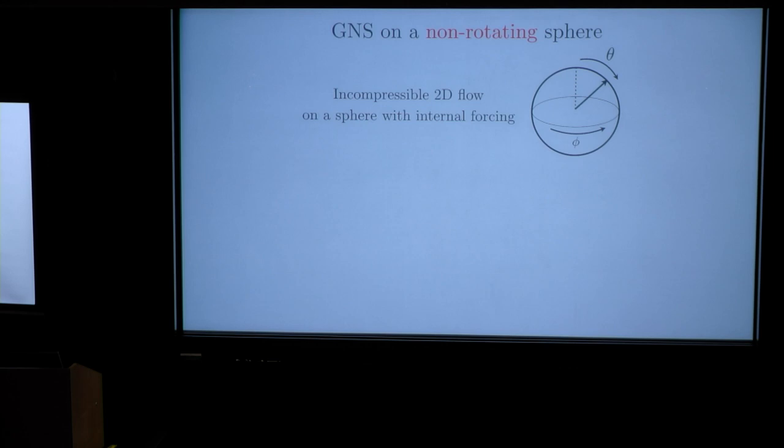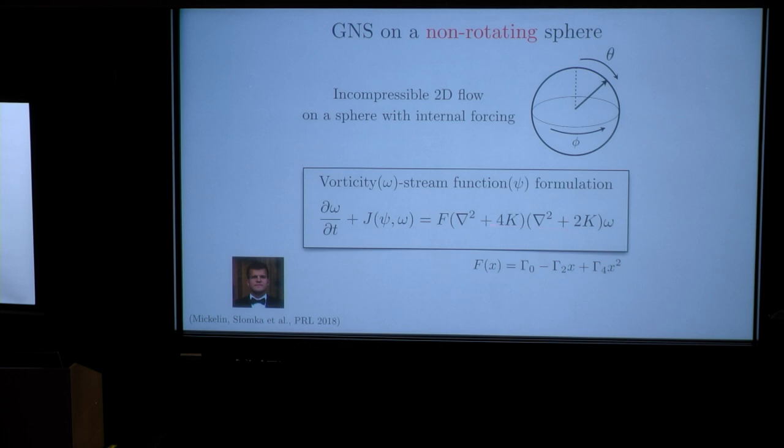So there have been studies of GNS on a non-rotating sphere, where incompressible 2D flow on a sphere was considered with internal forcing. I'm going to talk about theta being the co-latitude and not the latitude, and phi is the longitude. In the previous paper, Jonas Slomka basically derived the GNS dynamics on a sphere, and he expressed the equations in terms of vorticity omega and stream function psi.